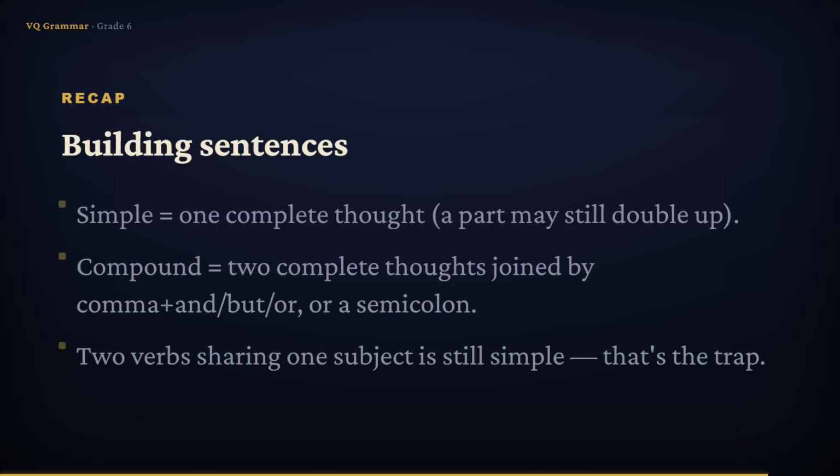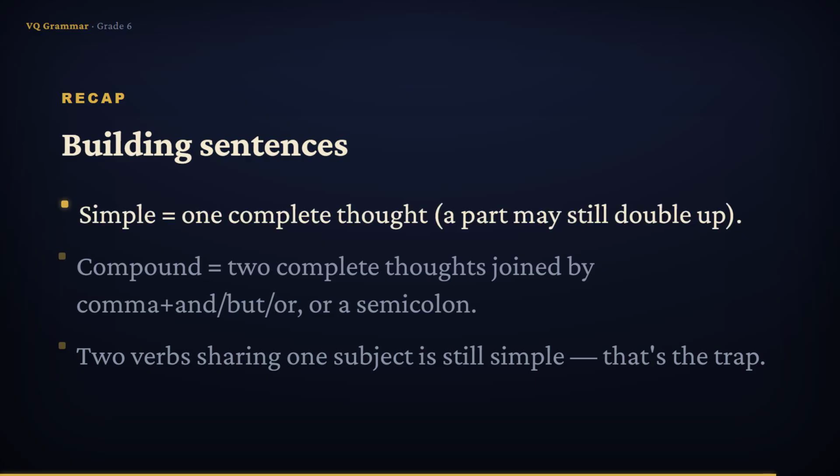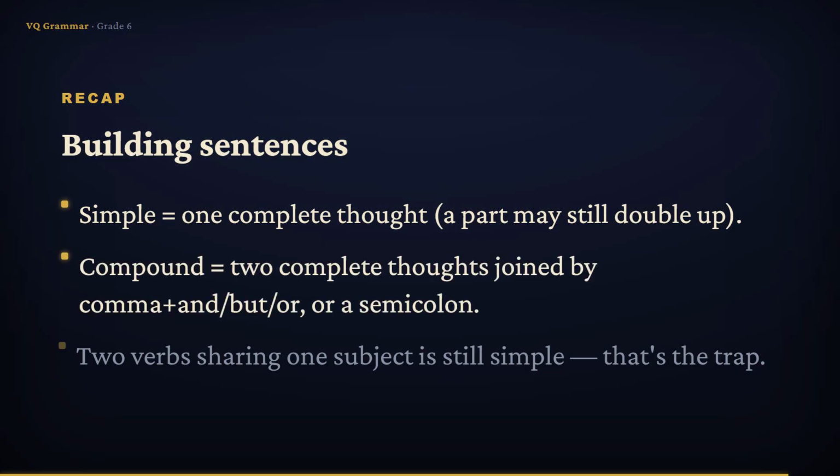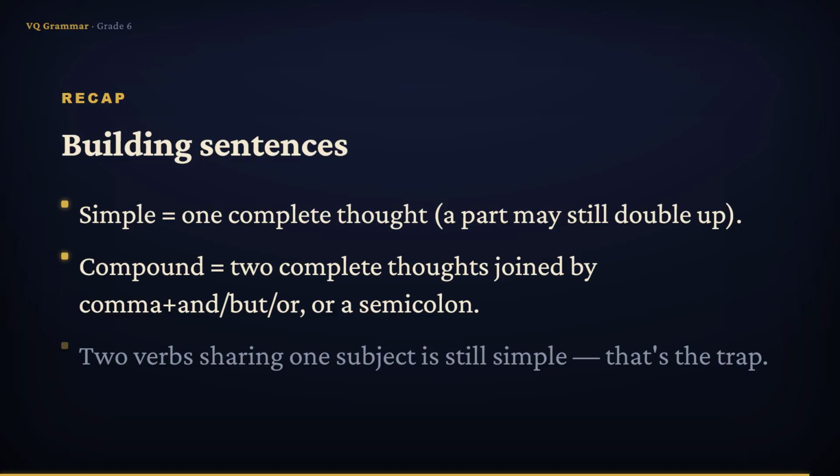Let's wrap up, and with this we finish Unit 1. Nicely done. A simple sentence is one complete thought, even when a subject or a verb doubles up. A compound sentence is two complete thoughts, each with its own subject and verb, joined by a comma plus and, but, or, or joined by a semicolon. And the trap to remember? Two verbs sharing one subject is still just a simple sentence. Count the complete thoughts and you'll always know which is which.